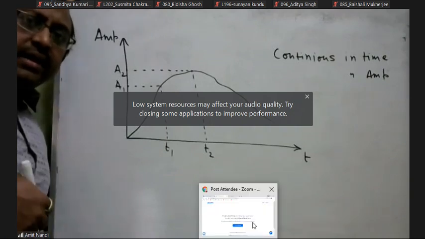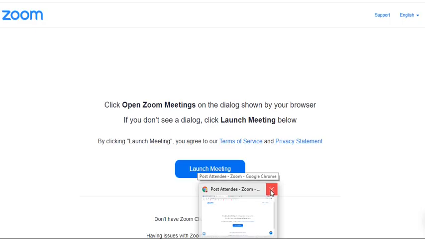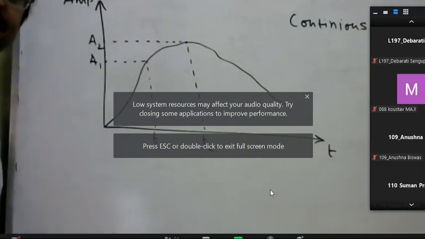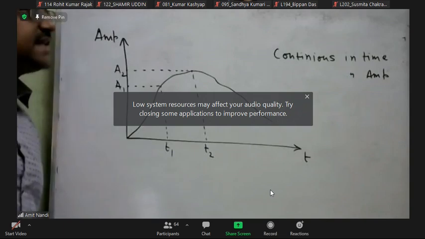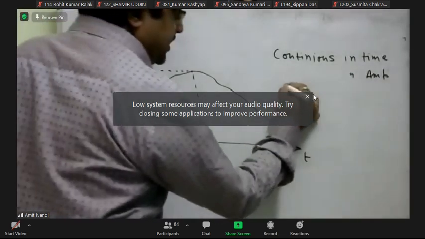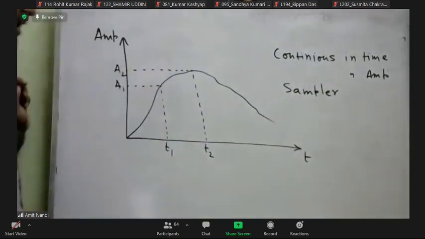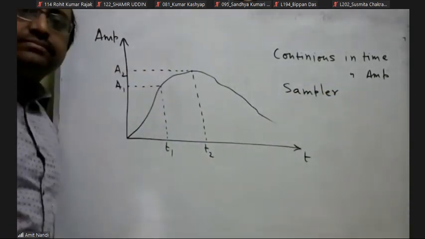Now, if the analog signal is to be converted into a digital signal, then obviously the signal will be discrete in time and discrete in amplitude. For that reason, the first circuit required is called a sampler. So we need to use a sampler circuit by which we can sample this analog signal.